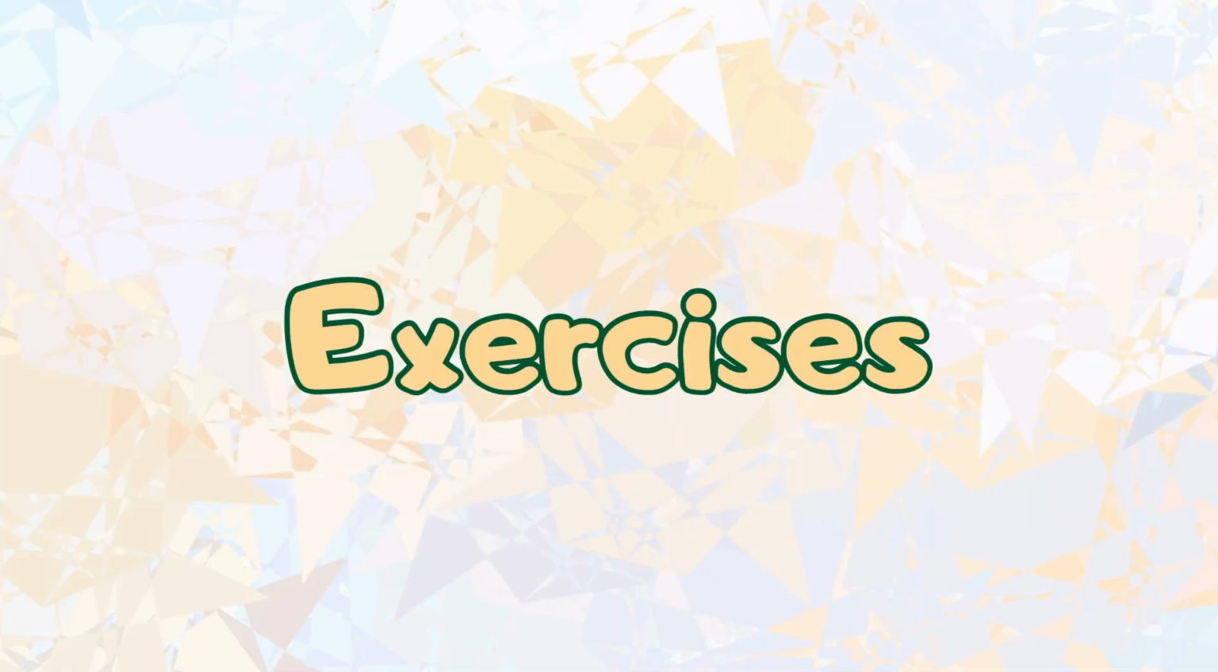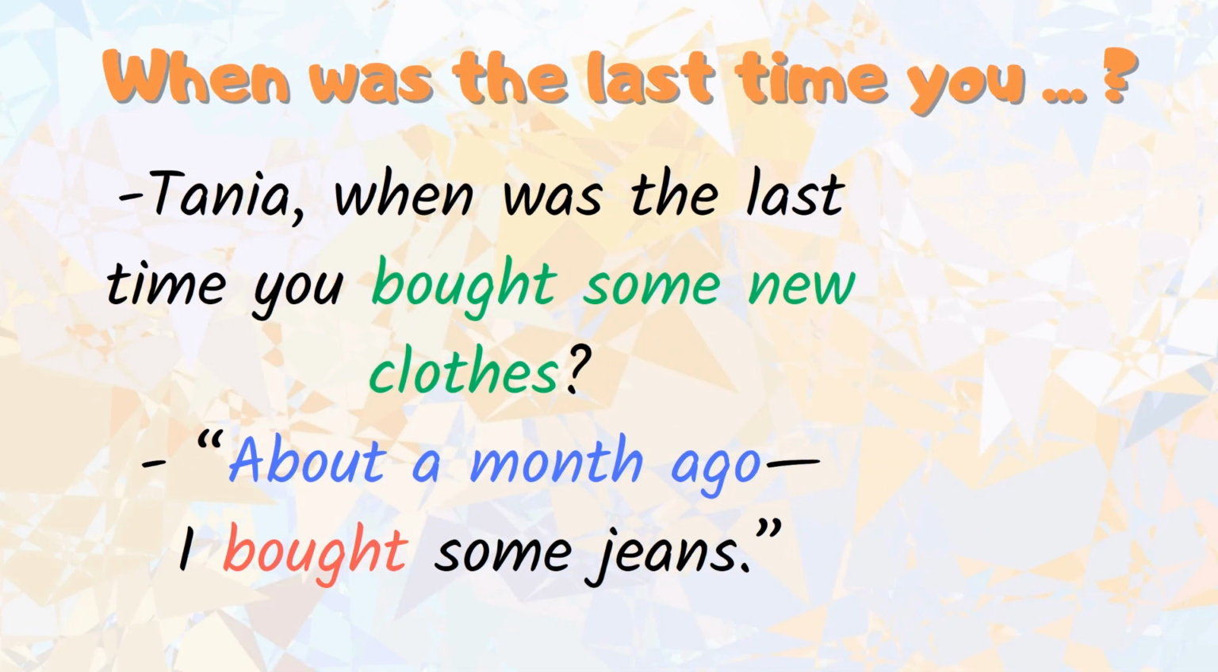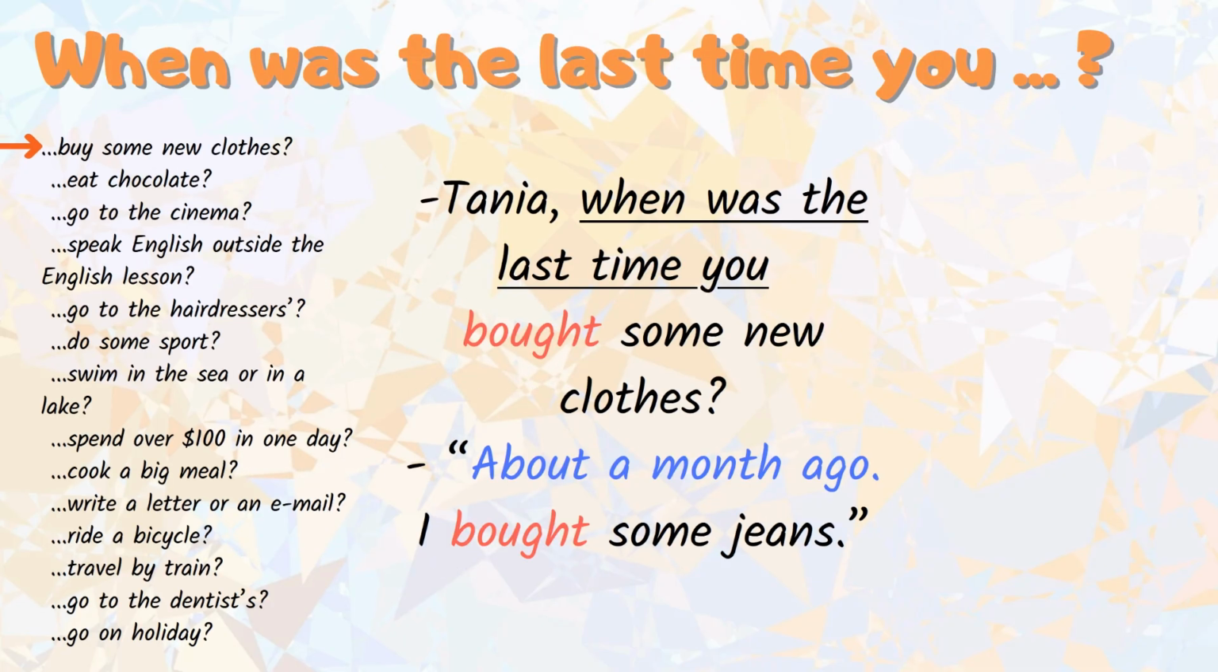And time for the exercises. Alright, here is a typical question in the past simple. When was the last time you did something? For example, Tanya, when was the last time you bought some new clothes? And the answer can be about a month ago. It's a time expression. I bought some jeans. So, buy some new clothes in the past sounds as bought. And you also have to say when you did this.